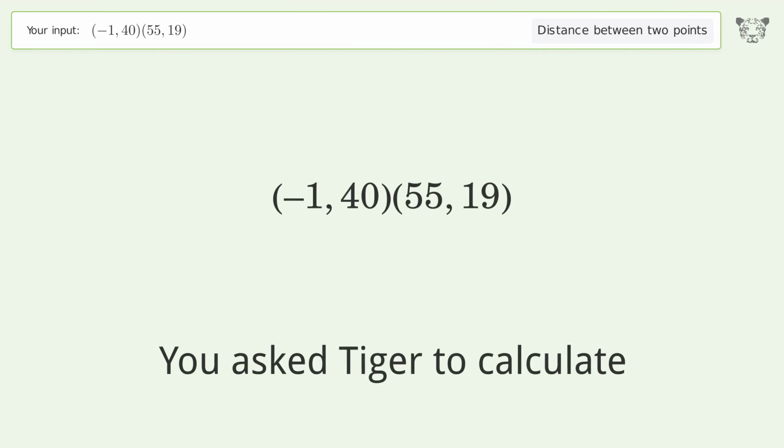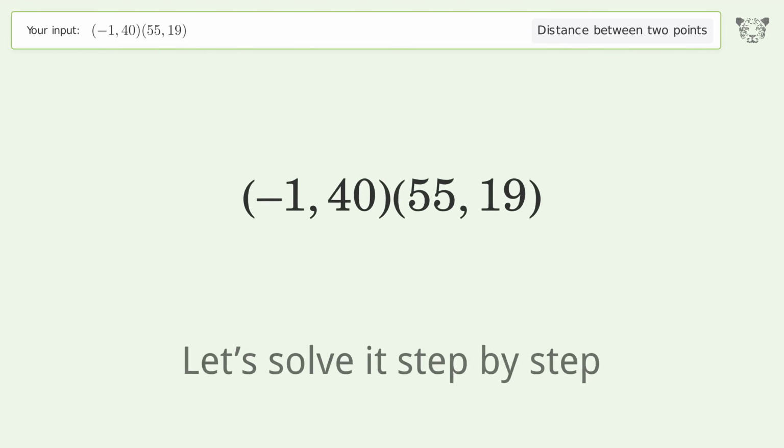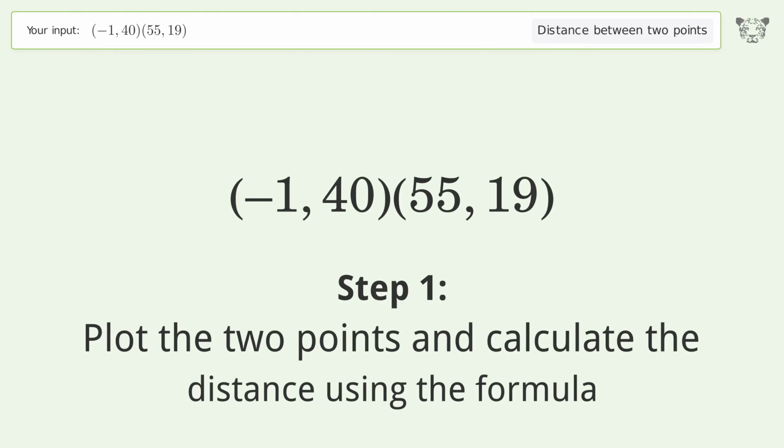You ask Tiger to calculate. This deals with the distance between 2 points. The distance between the 2 points is the square root of 3,577, or 59.808. Let's solve it step by step. Plot the 2 points and calculate the distance using the formula.